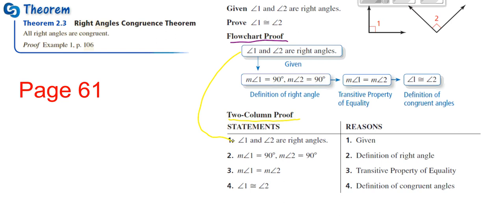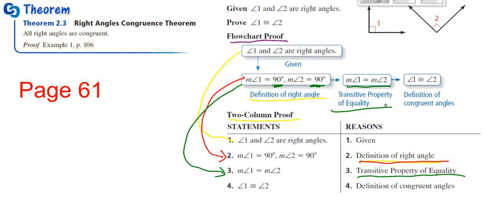Notice we see that here and here. Next, we're going to say, well, what does it mean to be right angles? Well, it means that the measure of angle 1 and the measure of angle 2 is 90 degrees. That is the definition of what a right angle is. So notice we see that there and there. Well, if we see things that are both equal to 90 degrees, then they must be equal to each other. We can see that in our third step, and that's using our transitive property.